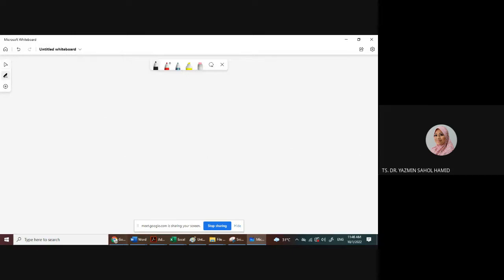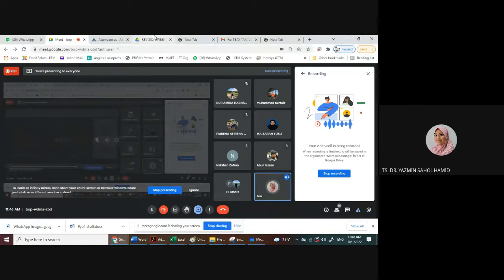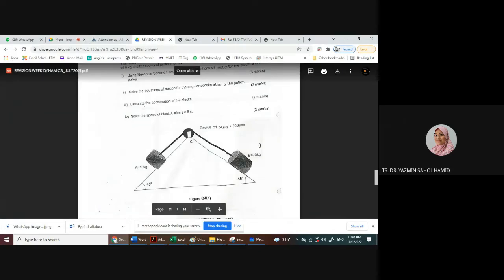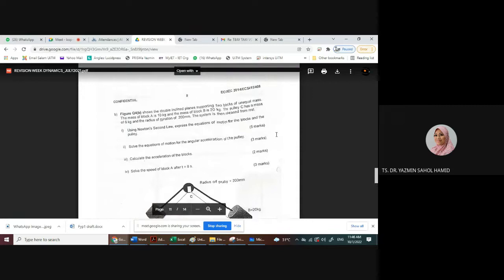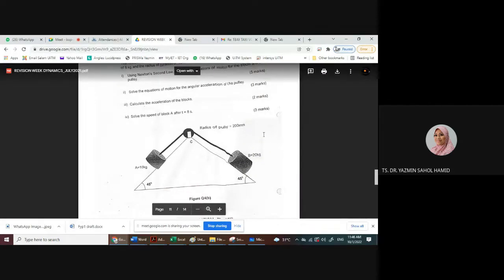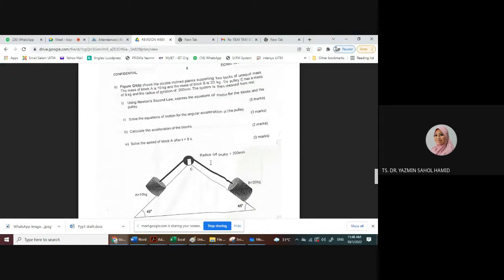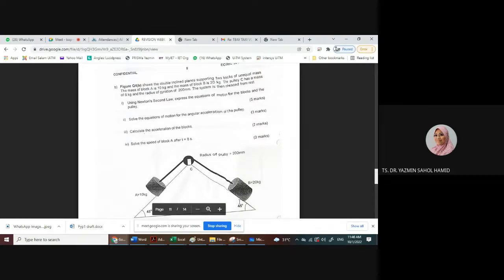So now since this is about your project, maybe now we can start to do some questions. Okay, now let's do this question. Where is the question? Okay, this question. Okay, this question is already in the revision kit. So I will read the question. So what I want you to do is copy, draw this diagram in your book. Okay, so draw the diagram in your book. Okay, I will read the question.